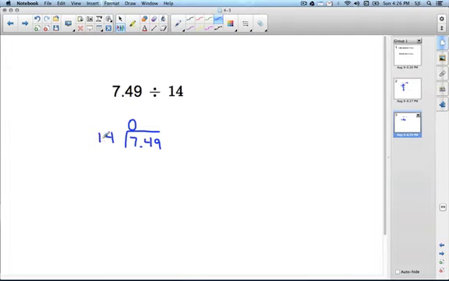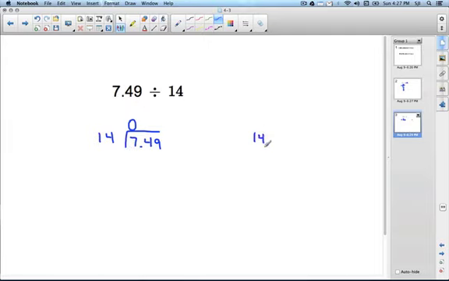So next I'm going to ask myself, 14 goes into 74 how many times? Now I don't know about you, but I don't know my 14's times tables. But I do know how to add 15 pretty well. And 15 is pretty close to 14, so I'm going to estimate. So 15 times 2 is 30. So that means 15 times 4 has got to be 60. And that's still not quite enough. It's got to be almost 14 more than that. So that means 14 times 5 would be a good place to start.